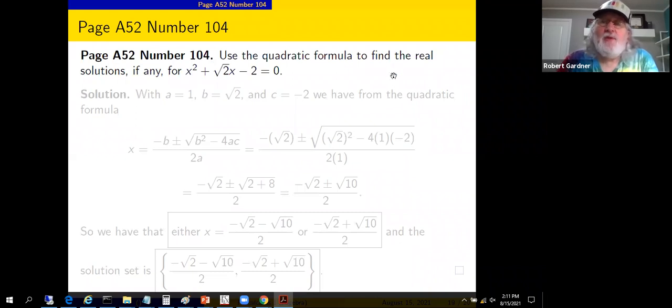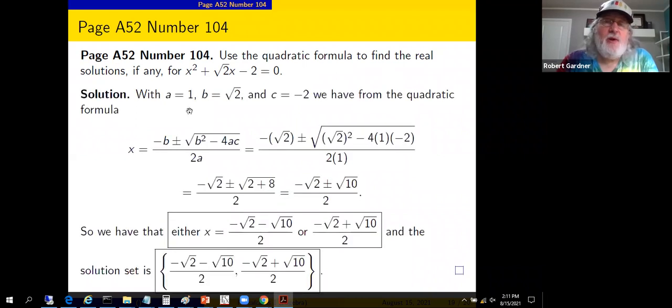Use the quadratic formula to find the real solutions, if any, of x squared plus square root of 2 times x minus 2 equals 0. Okay, it's a quadratic equation. This is where a equals 1, b equals the square root of 2, and c equals negative 2. So we'll apply the quadratic formula. x equals negative b plus or minus the square root of b squared minus 4ac over 2a.